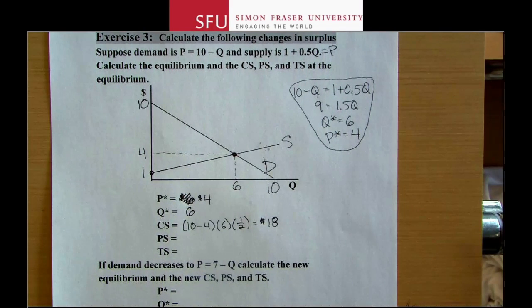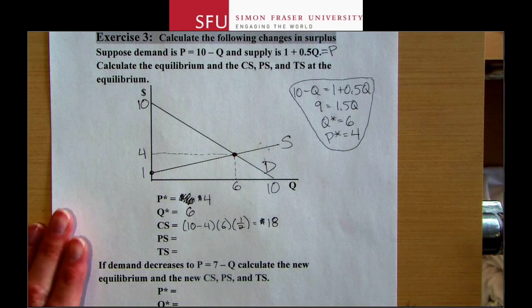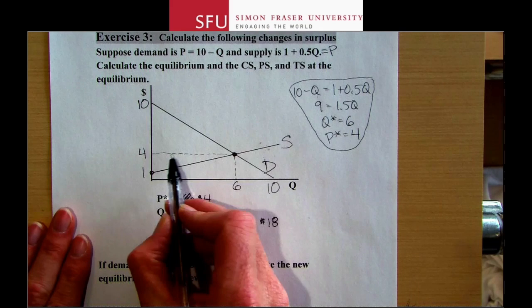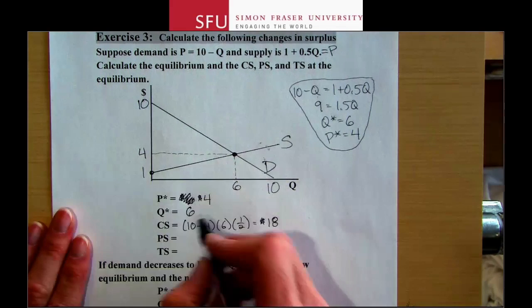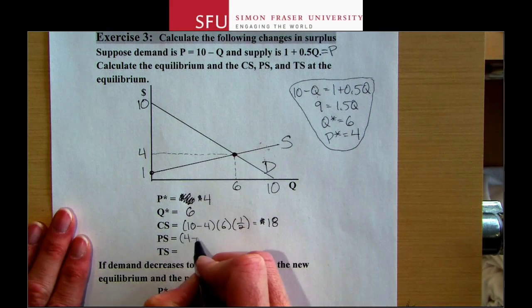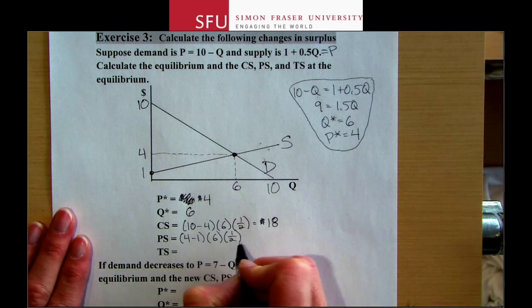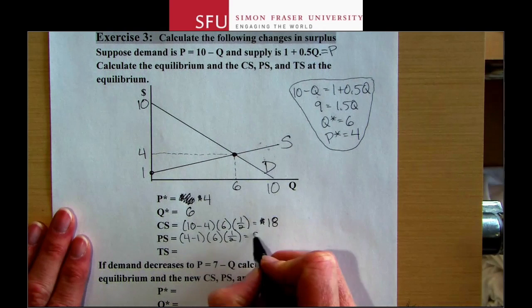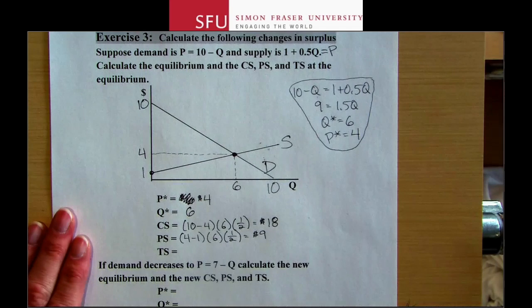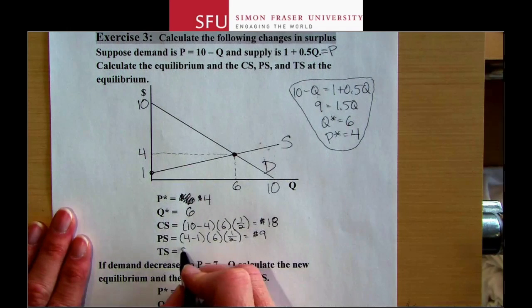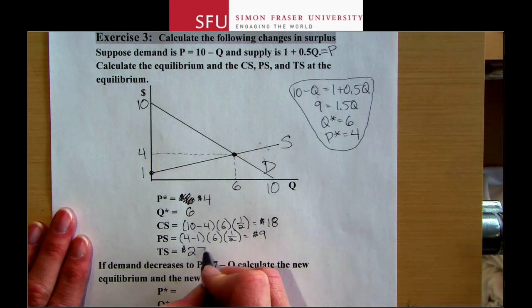And then the producers get the bottom triangle, which is the difference between the price they're paid and their costs. So 4 minus 1 times 6 times a half. Okay, and then the two of them added together would be 27.